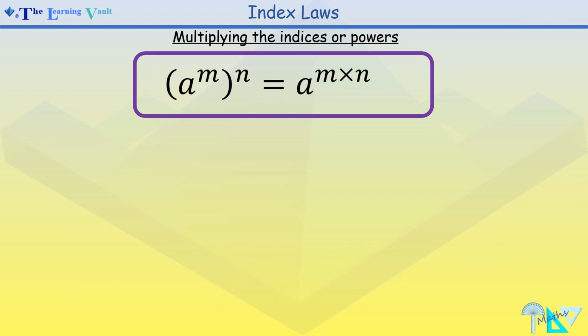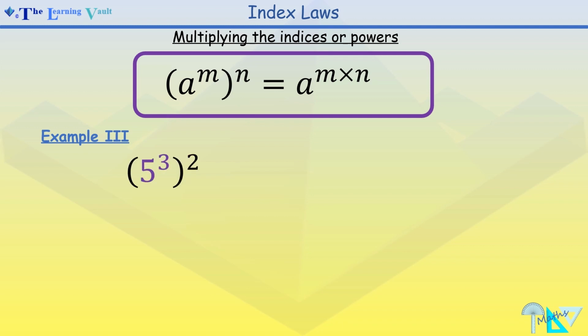Third index law, multiplying the indices. When you have a base raised to a given power m in brackets and raise all of it to the power of n outside the bracket, the law states to just multiply the powers.